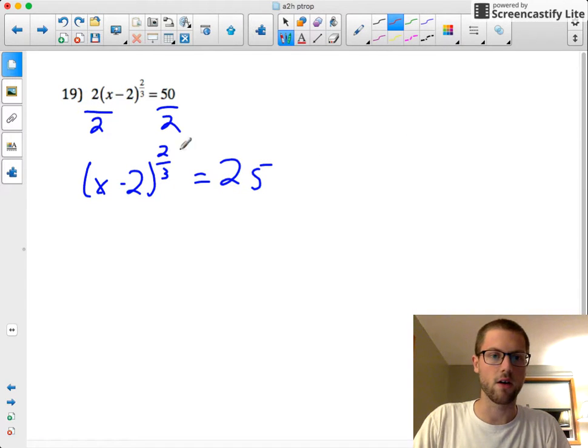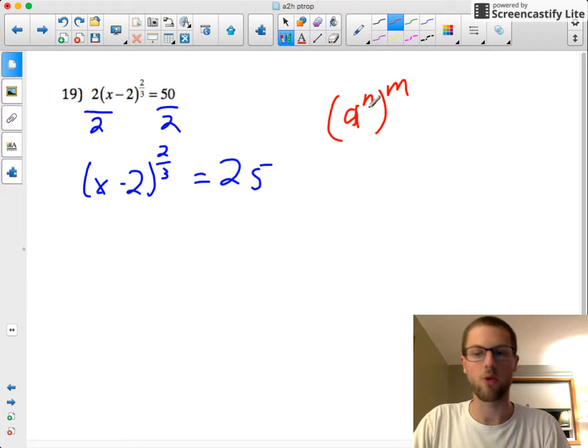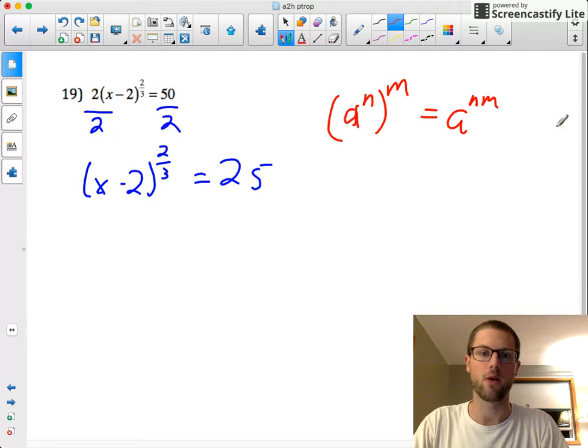So I have to kind of recall some exponent properties, where if I take some number, let's use the letter a. If I take the number a and raise it to the n power, and I take this whole quantity and raise it to the m power, we have to remember that when you have a power raised to a power, you multiply the exponents. So this would be a to the n times m power.